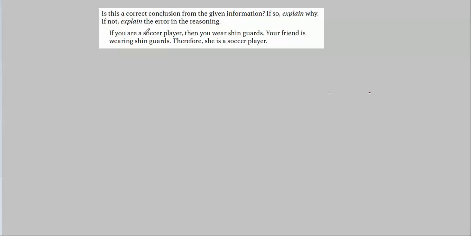Suppose you rewrite this as all soccer players wear shin guards. In other words, if you're a soccer player, this is like the general you now. All of you people who are soccer players wear shin guards. Your friend is wearing shin guards, therefore she is a soccer player. Now, there's something you can sink your teeth into a little bit more, because this is a job for the Venn diagram. Whenever you see stuff like this, it's not easy to recognize, not always anyway, if you don't do it a lot. It's a containment situation.